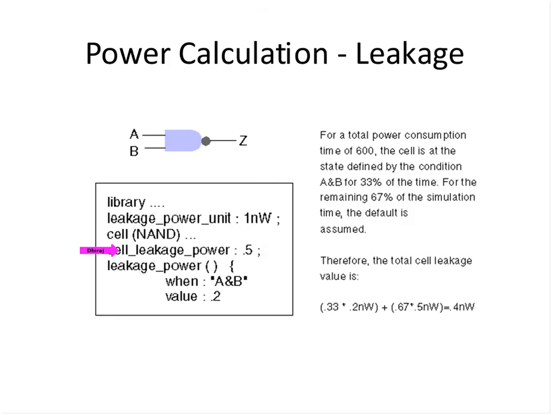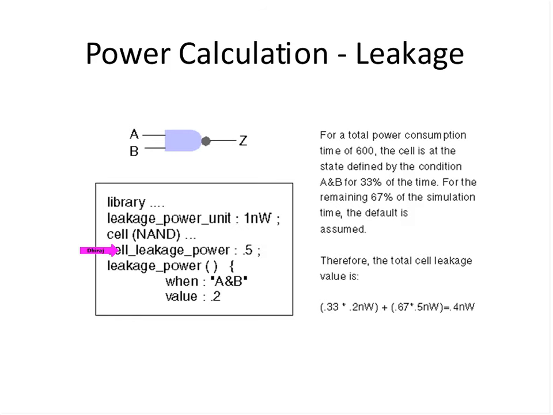So again, the priority is the state dependent leakage power. If that is absent, it will take the cell leakage power. If even the cell leakage power is absent, it will look for the default cell leakage power. So there are three attributes: the cell leakage power, the default cell leakage power, and the state dependent leakage power.